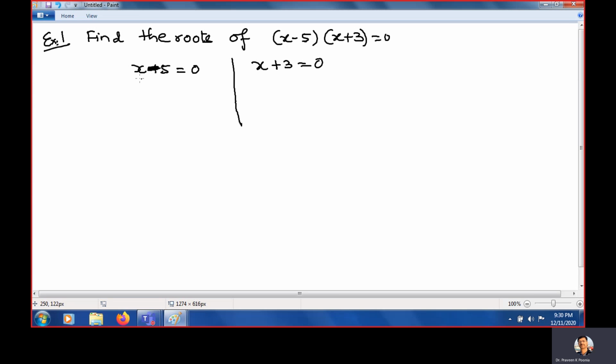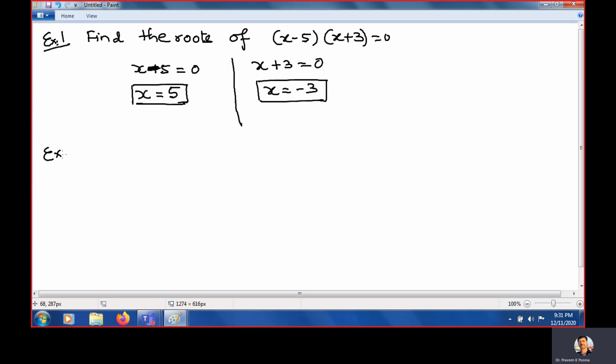Clear? So now these are linear equations that we learned in chapter number 2. So x = -5 will change into x = 5. So the first root is x = 5 and here it is x = -3. This is the second root of the equation. Clear? So if you see, this is the equation of the quadratic function, then there are two roots, x = 5 or x = -3.